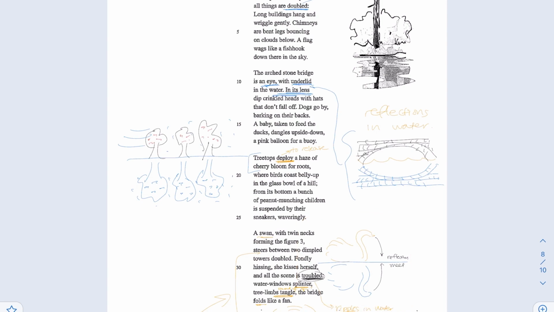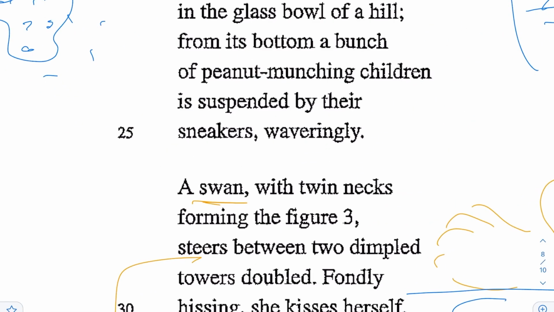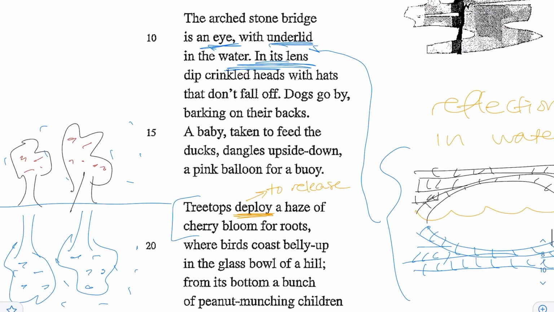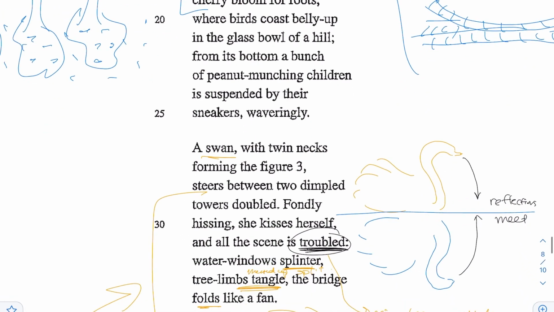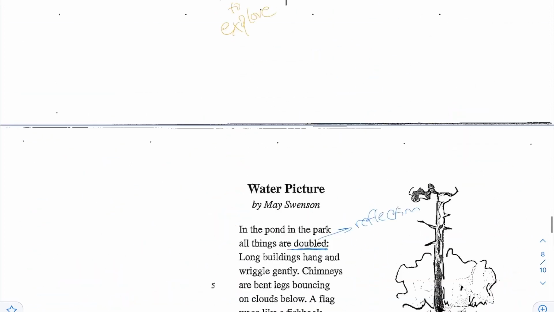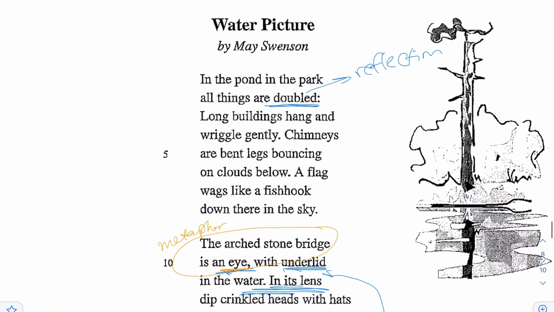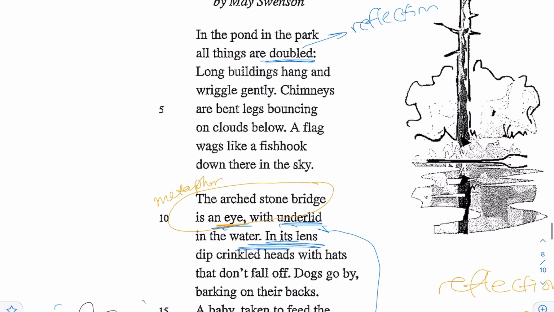So you have all these different metaphors. Twin necks forming the figure 3, this bridge being an eye. Again, this stone bridge is an eye, that's a metaphor. Comparing it to an eye, but no like or as. You have the swan, figure 3. You even have flag, wags, or this one would be a simile because you use the word like. But still a comparison nonetheless.